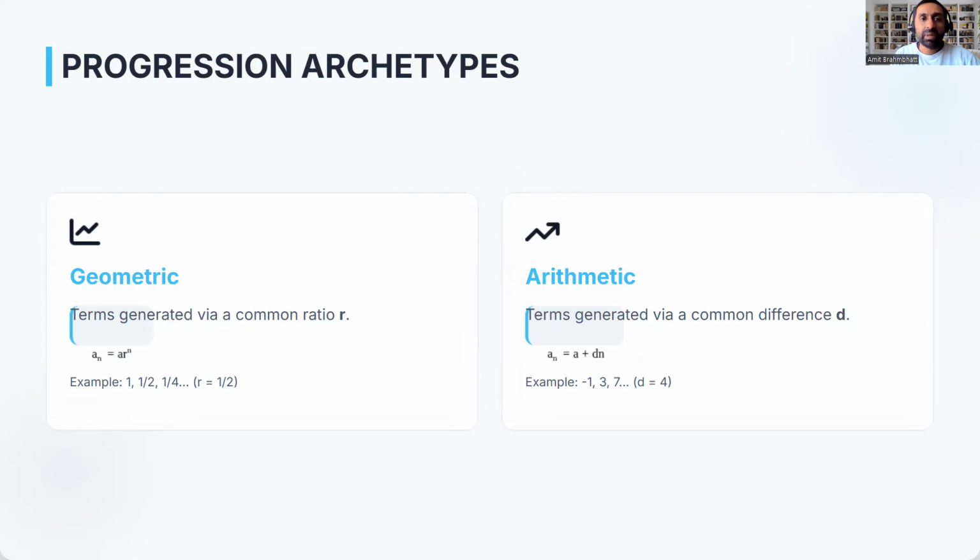Conversely, an arithmetic progression evolves through a linear trajectory. Each subsequent term is derived by adding a fixed constant, the common difference d, to the prior term. Recognizing which archetype governs a dataset or an operation allows us to instantly deduce its long-term behavioral characteristics.